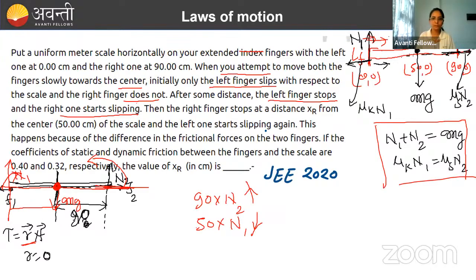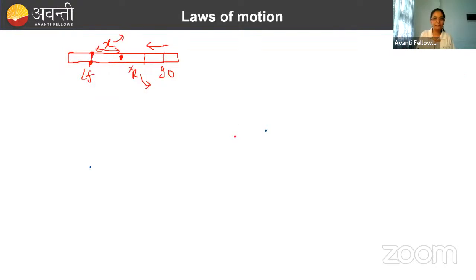Why is it important? Because see here, I have written n1 plus n2 equal to mg, right? This is again another equation. And if we need to calculate x, we need to write the torque equation, right? So let's do that now. Suppose at xr I am going to write the equilibrium. At this point, this one I am calling n2, and this one at this point is n1. So what will I write here? n1 plus n2 will be equal to mg.